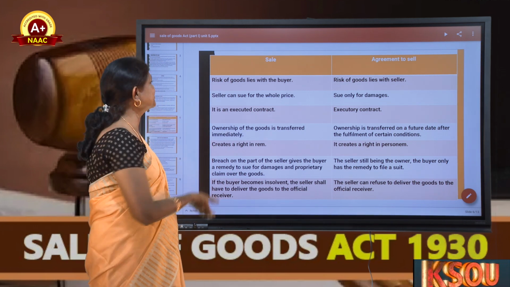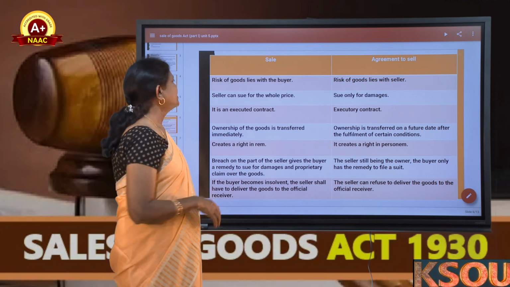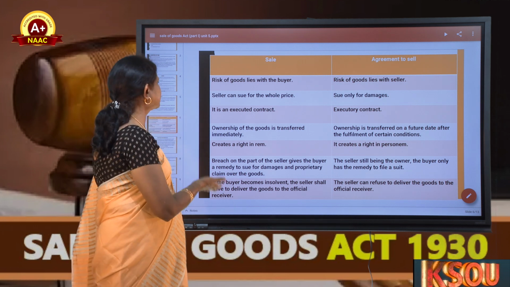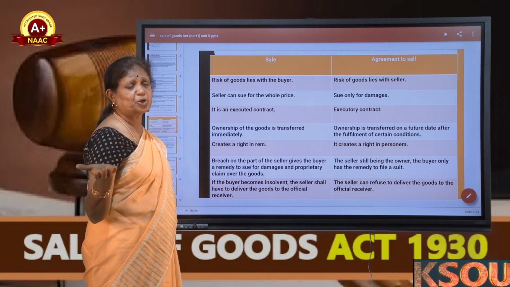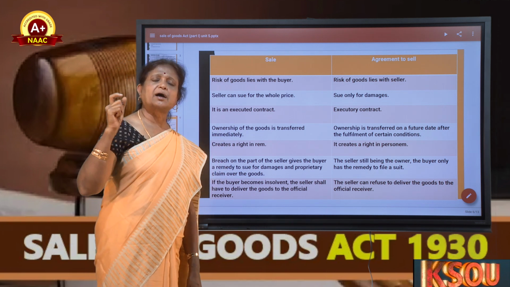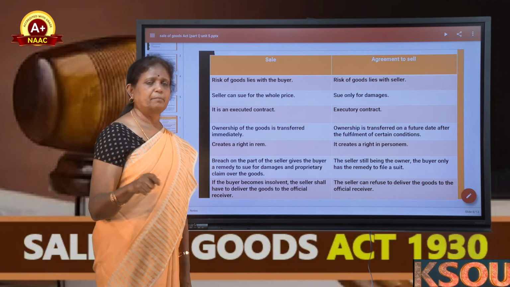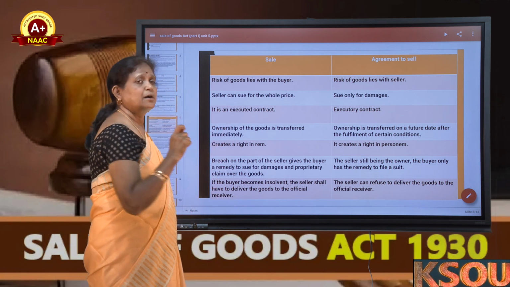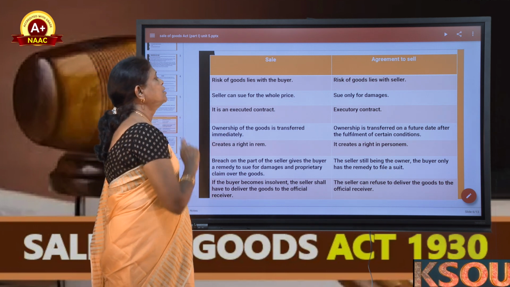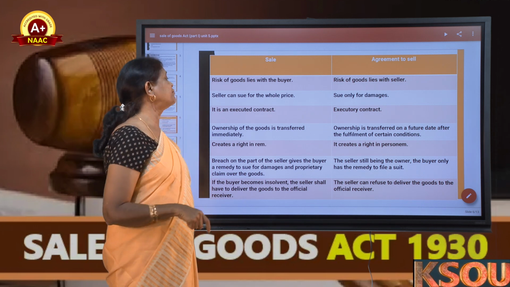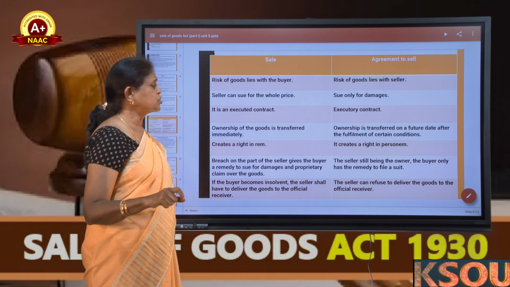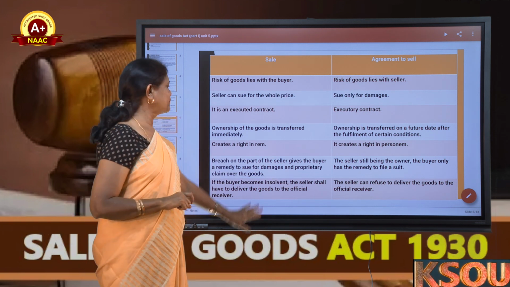These are some of the examples with respect to sale and agreement to sell. When a sale happens, ownership is said to be transferred, and all the risk and ownership are transferred to the buyer. But in case of an agreement to sell, the goods are still in the possession of the seller. So risk lies with the seller and possession also lies with the seller, and ownership will be transferred at a future date. Any risk or damage caused to the goods, the seller is always liable.